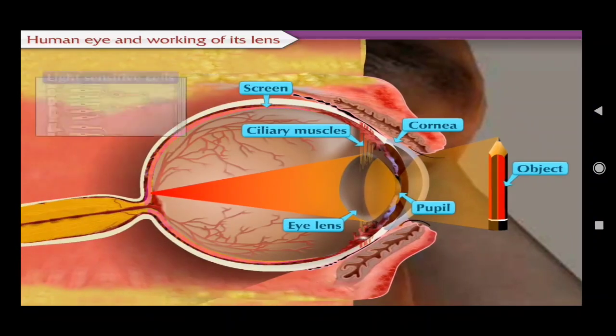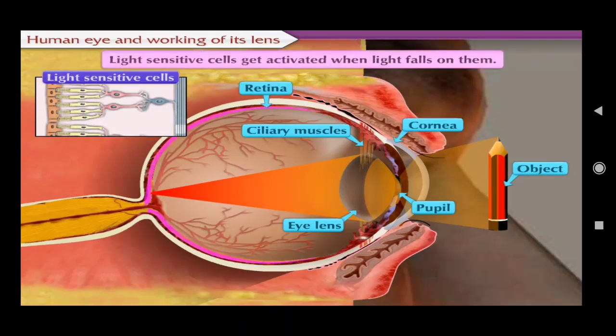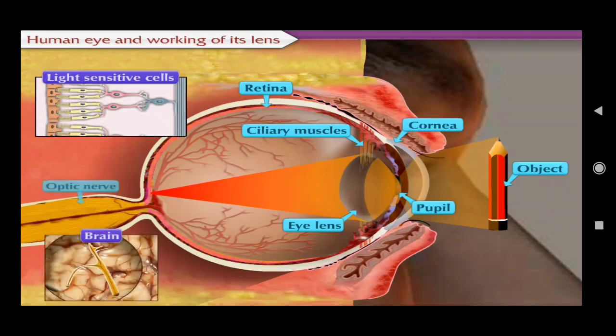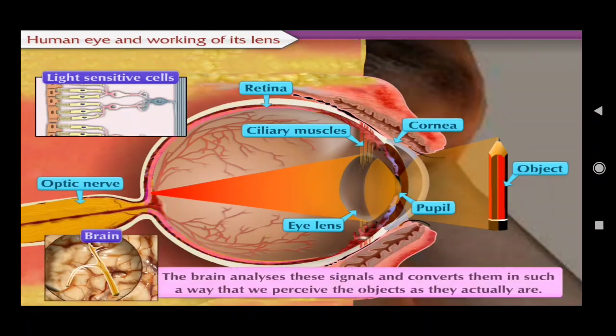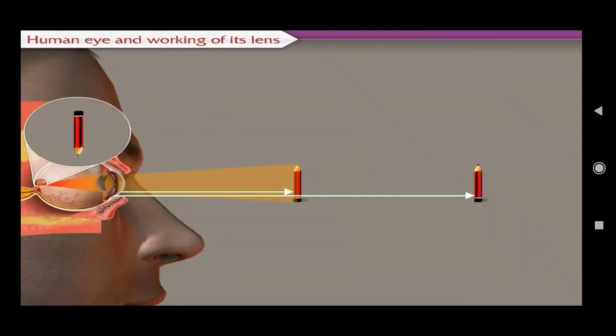This screen is made of light-sensitive cells and is called the retina. These cells get activated when light falls on them. They generate electric signals. These signals are conveyed to the brain through the optic nerve. Later, the brain analyzes these signals and converts them in such a way that we perceive the objects as they actually are. A normal eye can see the distant objects as well as the nearby objects clearly.